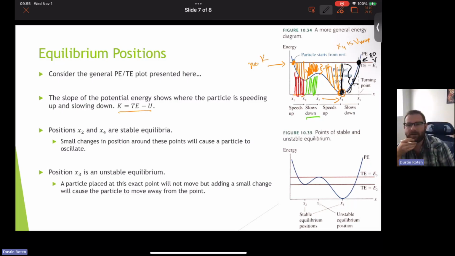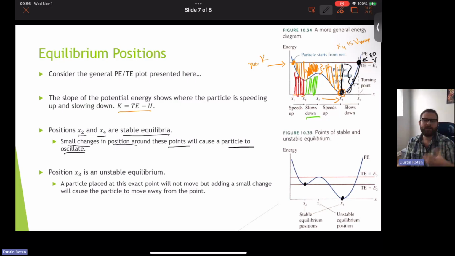Now some of these points here have special labels. It turns out that x2 and x4 are stable equilibria. Now let's look at them. Essentially, if you put your particle here at x2 or x4 and give it a small change in position, that will just cause the particle to oscillate. So essentially these are little equilibria, just like springs.